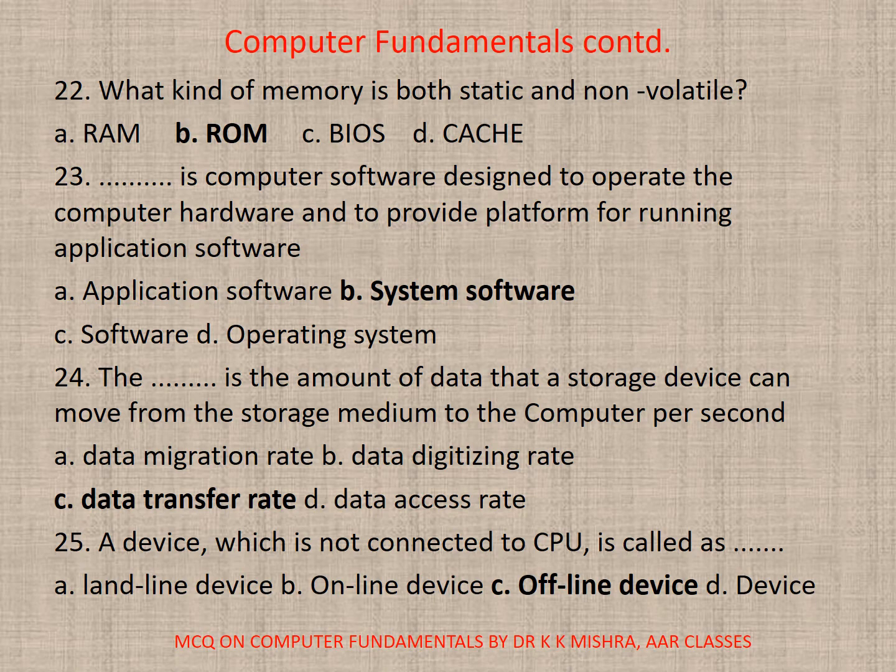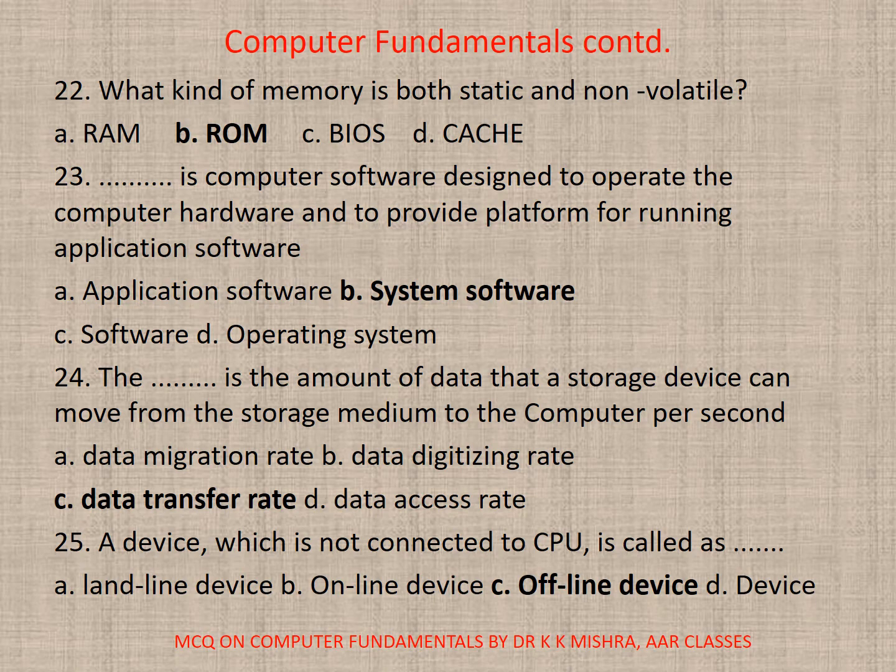24. The dash is the amount of data that a storage device can move from one storage medium to the computer per second. A. Data migration rate. B. Data digitizing rate. C. Data transfer rate. D. Data access rate. Correct option is C.